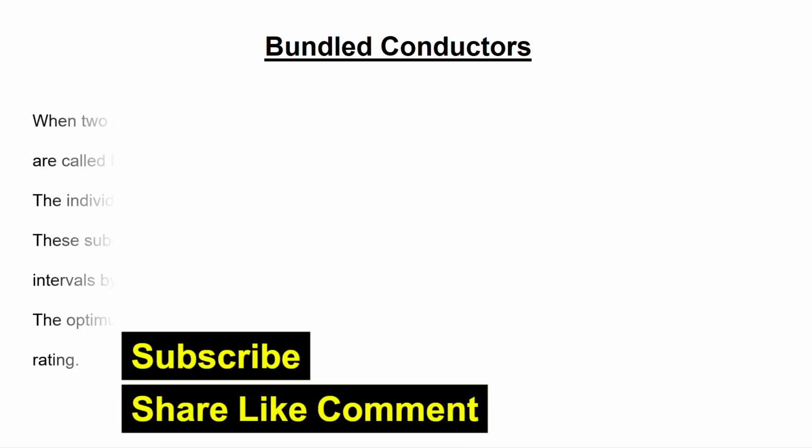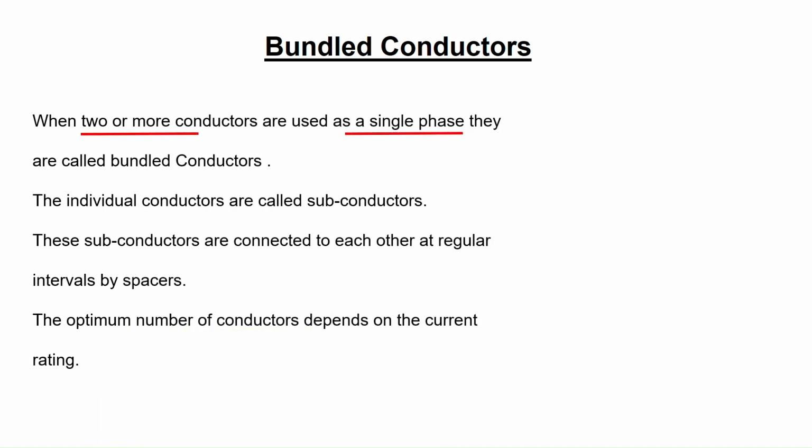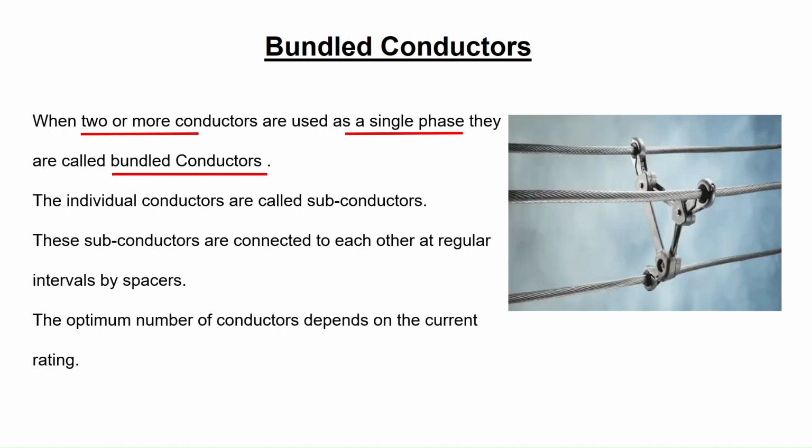Now, first of all, we will see what a bundled conductor is. When two or more conductors are used as a single phase, they are called bundled conductors. As you see in the figure, three conductors are used here and they are used as a single phase. It will be R phase, Y phase or B phase. It is not that one conductor is R, another is Y, and the third one is B. No, it will be R, it will be Y, it will be B. These three conductors act as a single phase, not three phases.